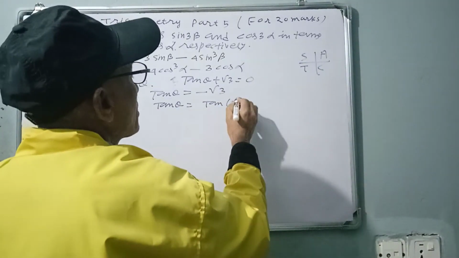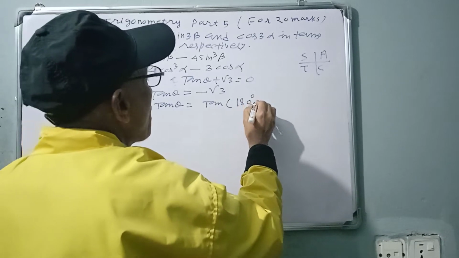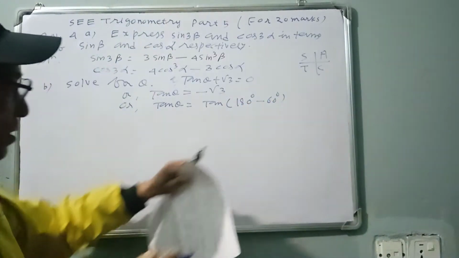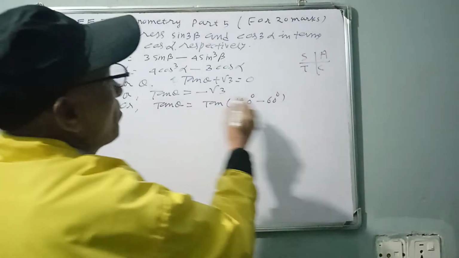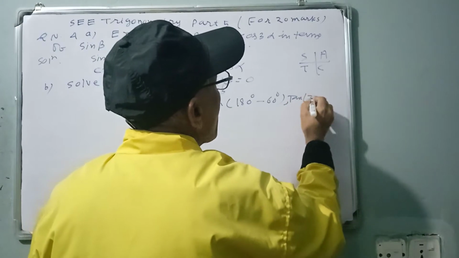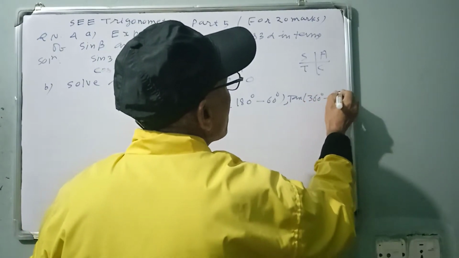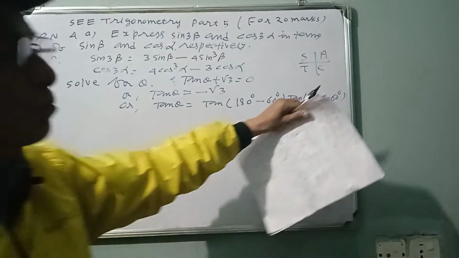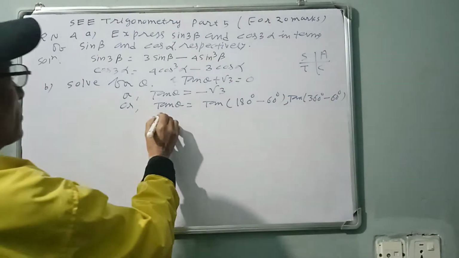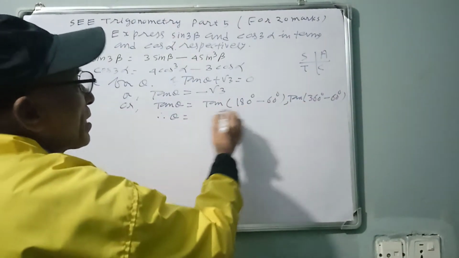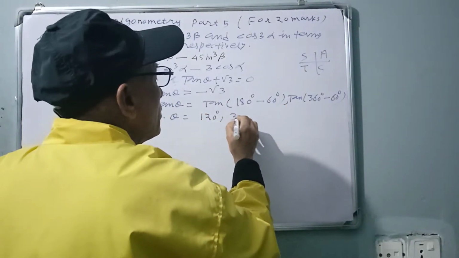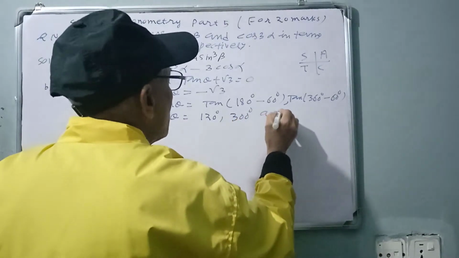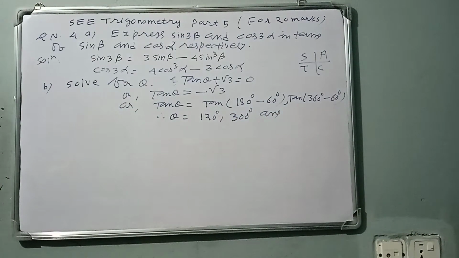In the second quadrant, 180 minus 60. Because tan 60 degree equals root 3, it means tan of 180 minus 60 equals minus root 3. In the same way, tan of 360 degree minus 60 degree lies in the fourth quadrant. So theta is 180 minus 60, 120, and 360 minus 60, 300 degree. That is the answer. See, two values. It is a very easy case.